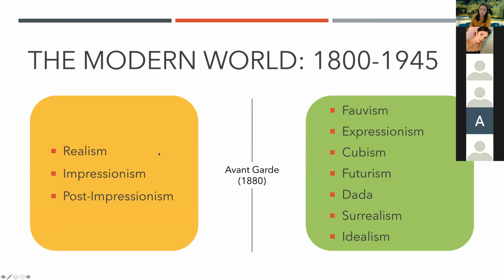Before the avant-garde, there were three major art movements. The first one is realism, the next one is impressionism, and the last one is post-impressionism. So these three are still realistic, based on observation. And after the newest art movement, the avant-garde, diverse art movements arose. For example, Fauvism, Expressionism, Cubism, Futurism, Dada, Surrealism, Idealism. So today we're gonna see these three art movements before the avant-garde: realism, impressionism, post-impressionism, and then in the next meeting we are going to see the rest of the art movements after the avant-garde.